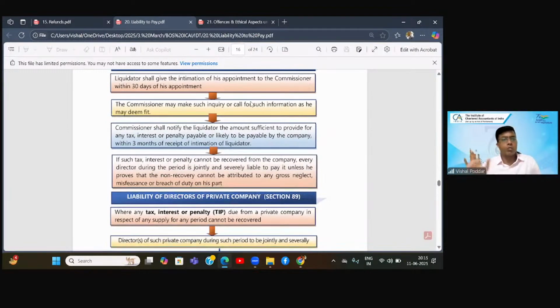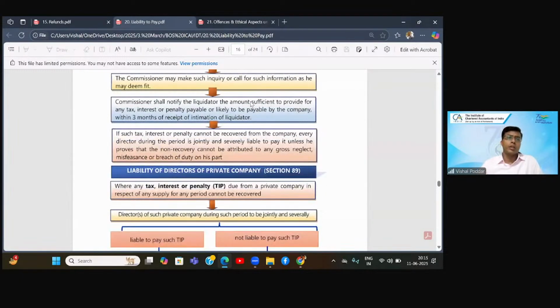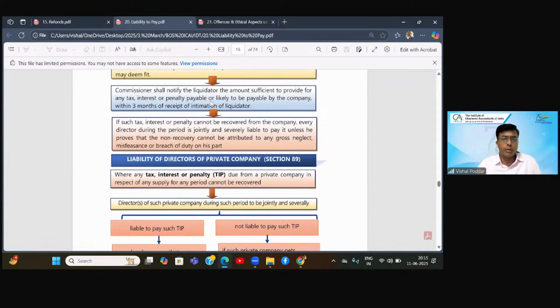The commissioner will make inquiry at his end. What inquiry? He will ask his officer to do inquiry on this company to find out if there is any output liability or input liability pending to be recovered from this company. If the commissioner gets any report saying that yes, this company has some outstanding liabilities, then what will happen? The commissioner will inform the liquidator about this particular amount. It will inform the liquidator that, boss, according to my calculation, let us say 50 lakhs is payable. So the liquidator has to provide for tax, interest, penalty payable or likely to be payable by the company within 3 months of the receipt of intimation.